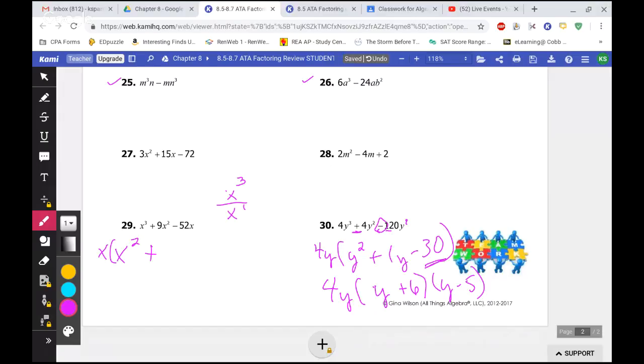And now I'm going to take an X out of 9X squared. Subtract those exponents. I'll have a 9X. And now I'm going to take an X out of negative 52X. So that's going to leave me just a negative 52.